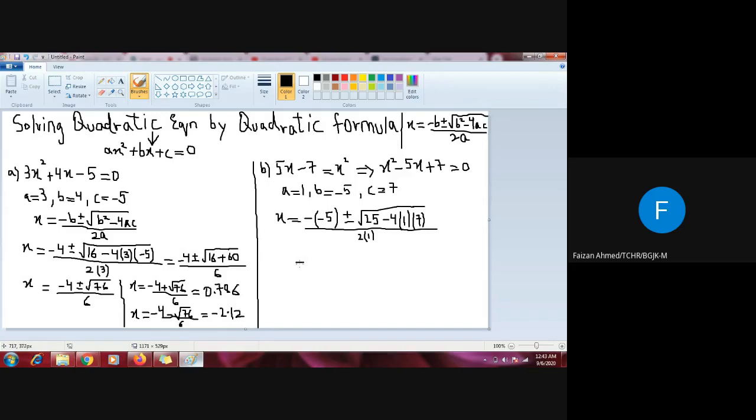And now there is a very important point which I want to tell you guys. This negative and this negative will become positive, so it will become positive 5. This will be positive and negative, and now you have to focus over here. This is the important point in this question. This is 25, and when I multiply 4 with 7, it will be 28. So now you will be thinking how to solve this 25 minus 28 upon 2.